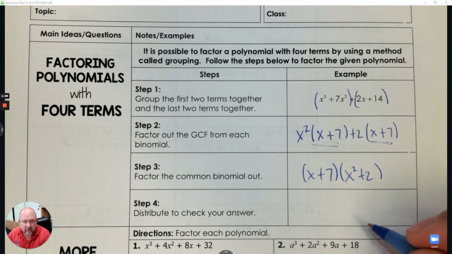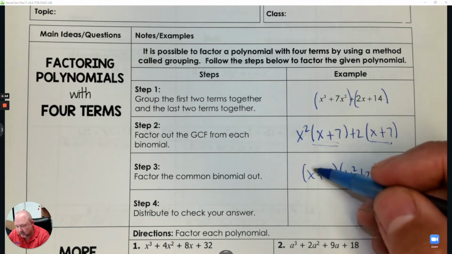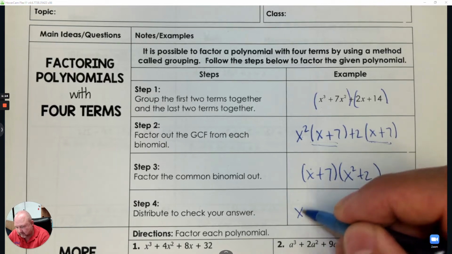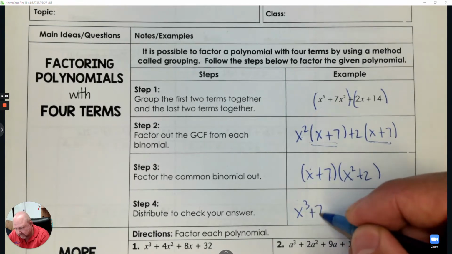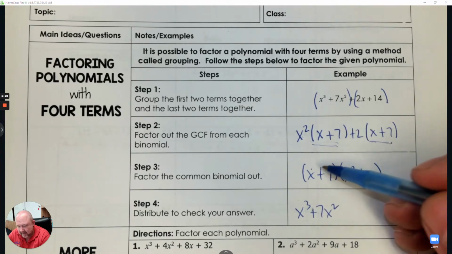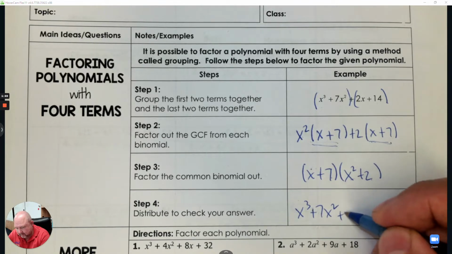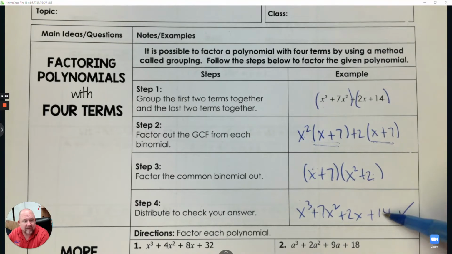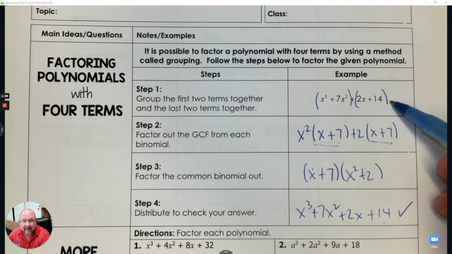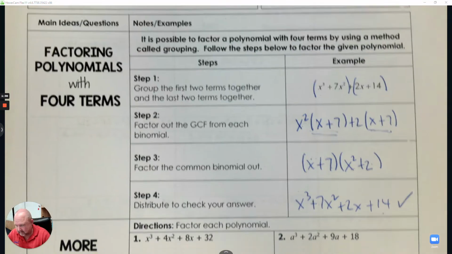If you want, you can actually multiply it out. So you can go x times x squared is x cubed. 7 times x squared is 7x squared. x times 2 is 2x. And 7 times 2 is 14. And you can see that the end equals what we had at the beginning. So, all right, that's what we're practicing.